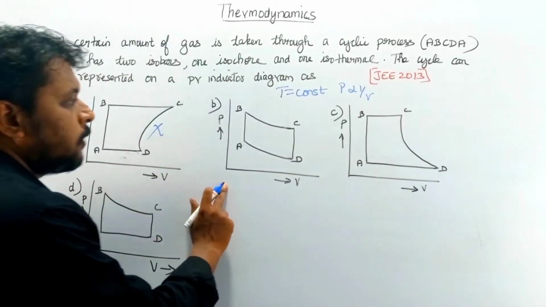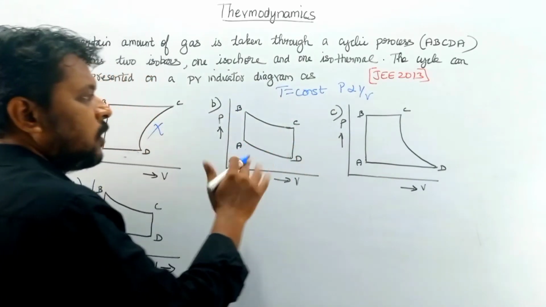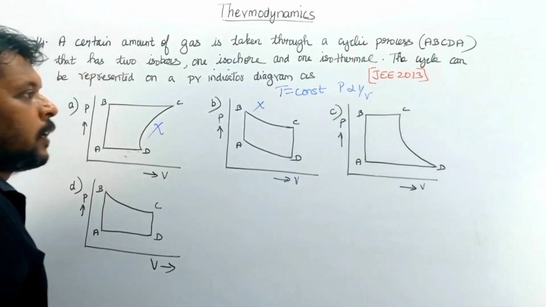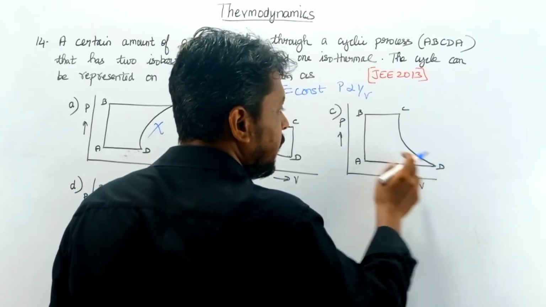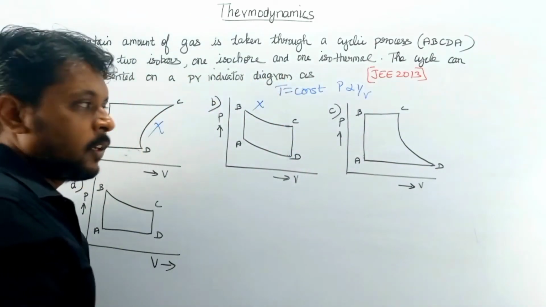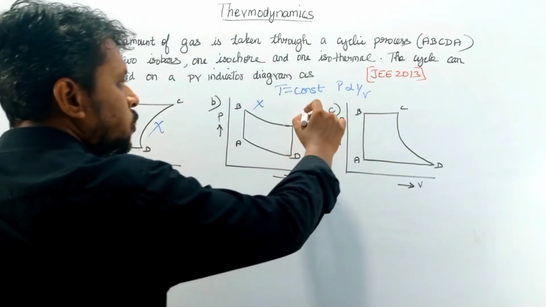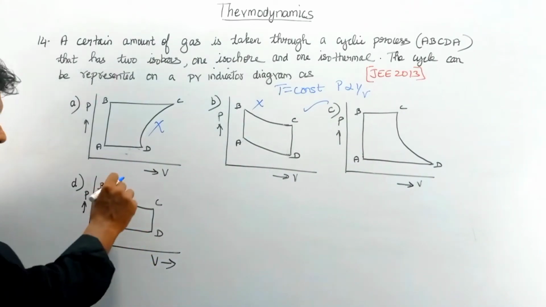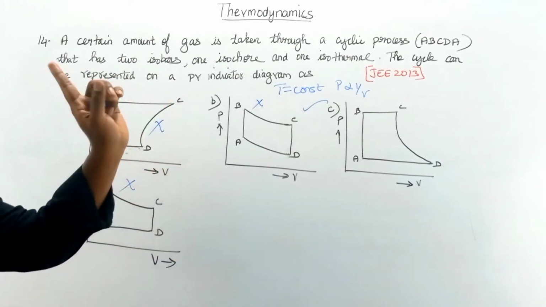Okay, second graph. Here we have 2 constant volume processes, AB and CD. So it is also not right. We have only 1 isochoric process. This is also not right. The C option: here we have 2 constant pressure processes, BC and AD, and 1 constant volume process AB, and CD is an isothermal process because as the volume increases, pressure is reduced. So it is inversely proportional. So option C is the right answer. We will check D also. In D also we have 2 isochoric processes, so this will also not be a right answer. So option C is the right answer.